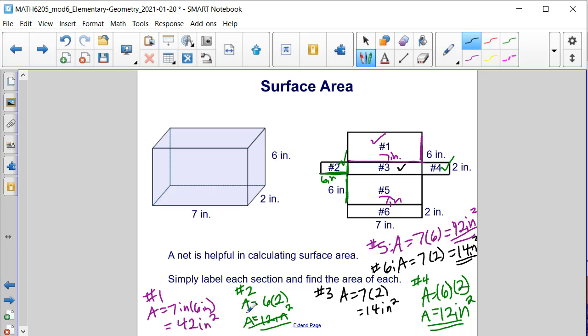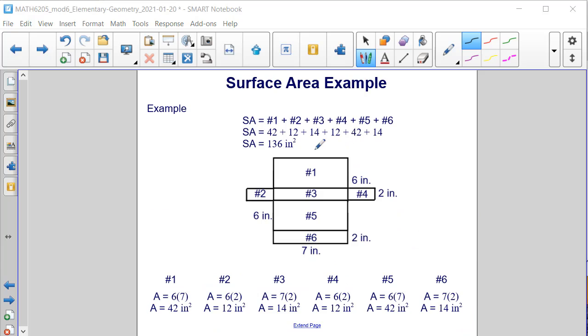And then we would find the entire surface area of this solid by adding all of these together. So if we add up 42, 12, 14, 12, 42, and 14, we end up getting 136 square inches as the entire surface area.